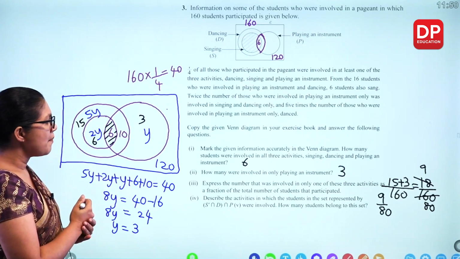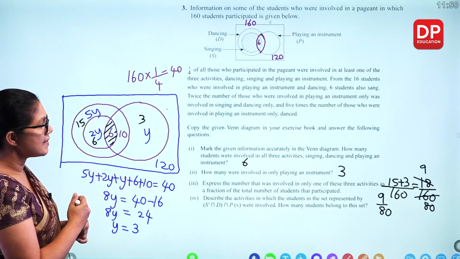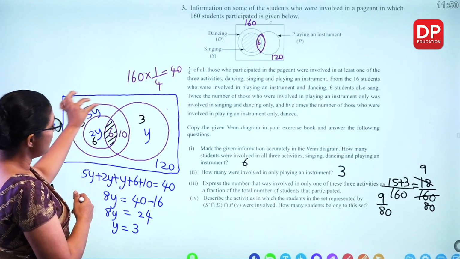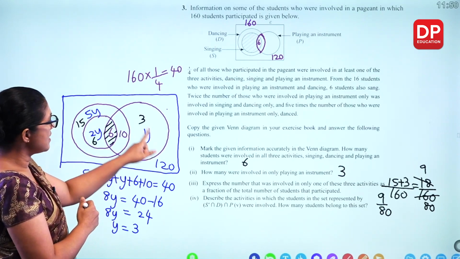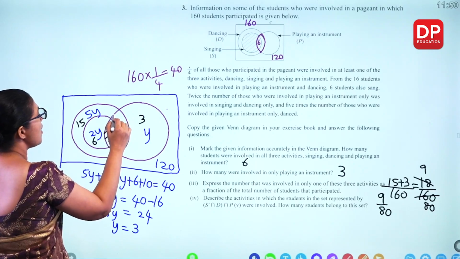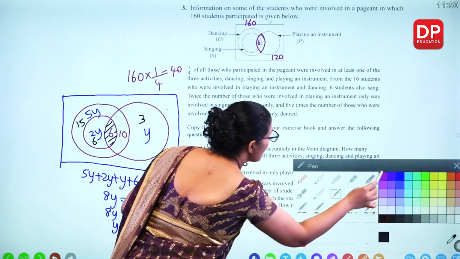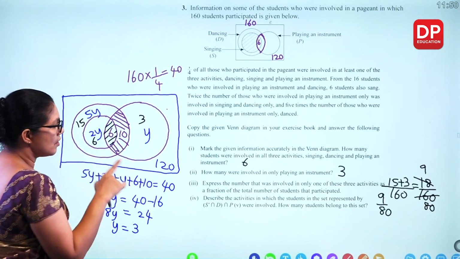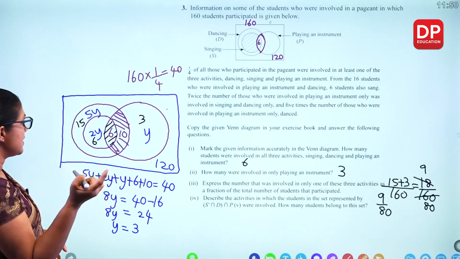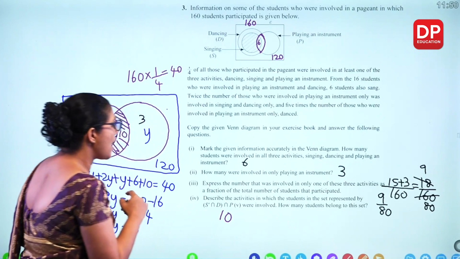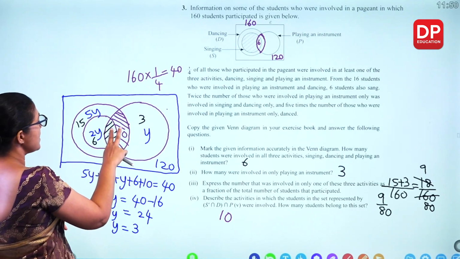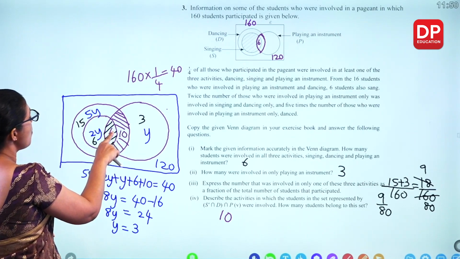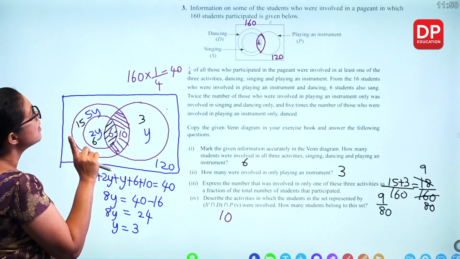Part 4. Describe the activities in which the students in the set represented by S dash, singing dash with dancing and intersecting this one. So they are asking about this region. This region. So how many students belong to this set is 10. So how we describe this region? You can say students who are not singing.